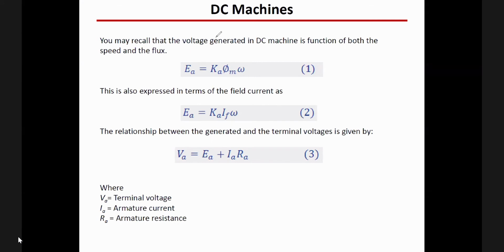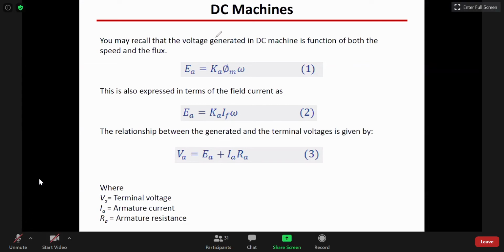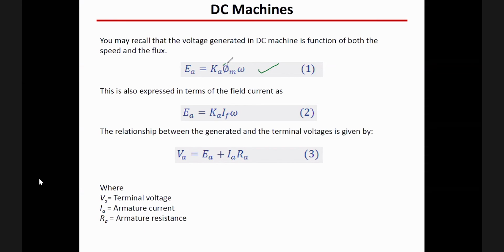The first equation is that the voltage induced at the armature is related to the flux, angular frequency, and machine constant. This flux can be replaced by IF because there is a direct relation between them. So the equation will be K IF omega. This is the KVL equation from the equivalent circuit itself, so nothing new here.